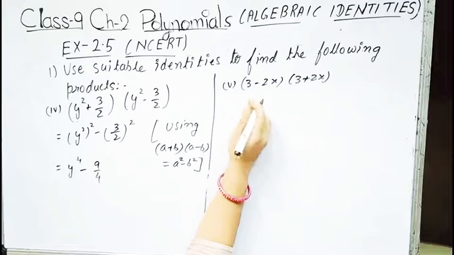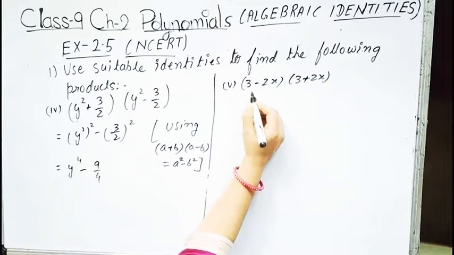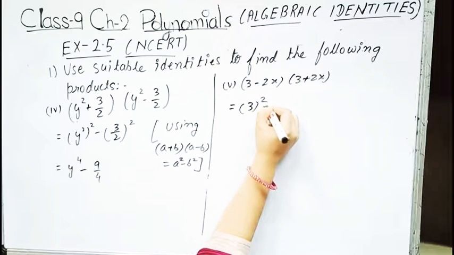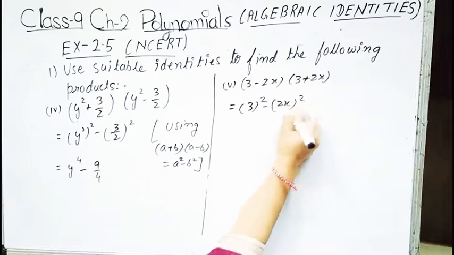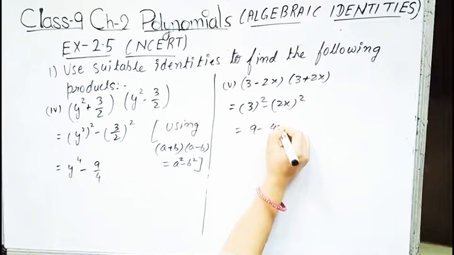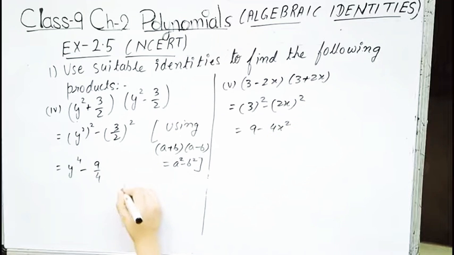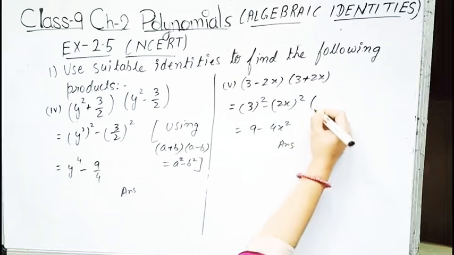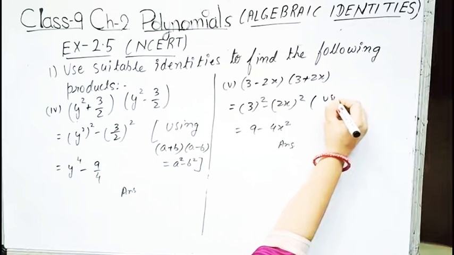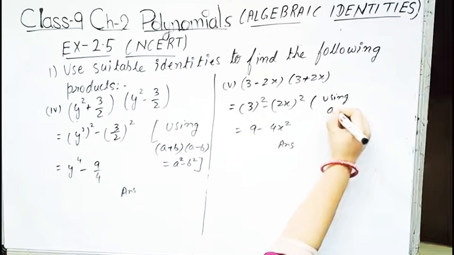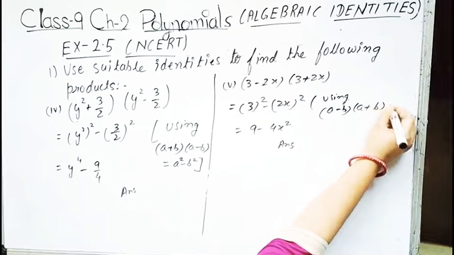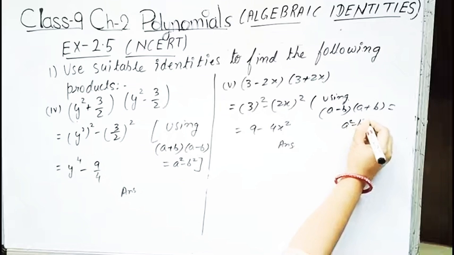Number 5. Number 5 also we can use the identity (a minus b) into (a plus b). So this I can write as 3 square minus (2x) whole square. So this will be equal to 9 minus 4x square. This is the answer. When you use the identity, please write it using (a minus b) into (a plus b) equals a square minus b square.